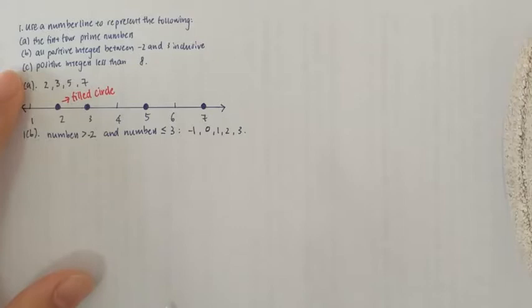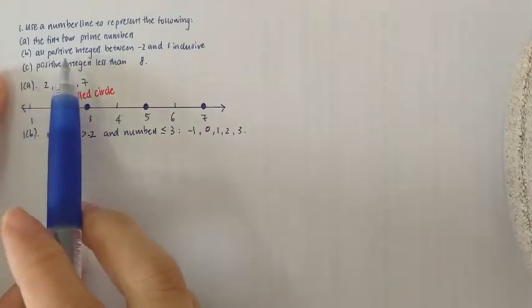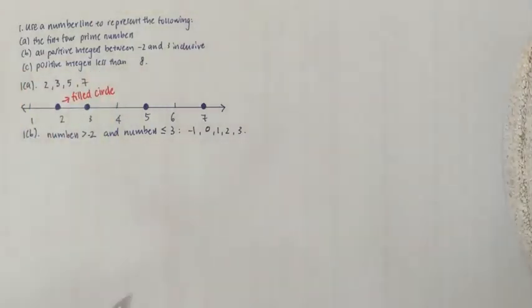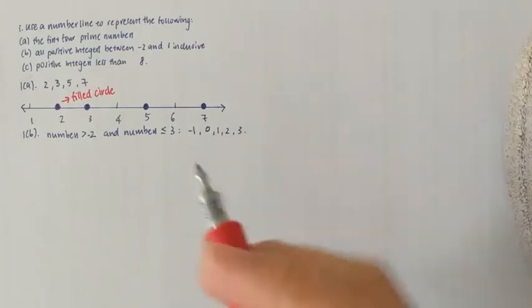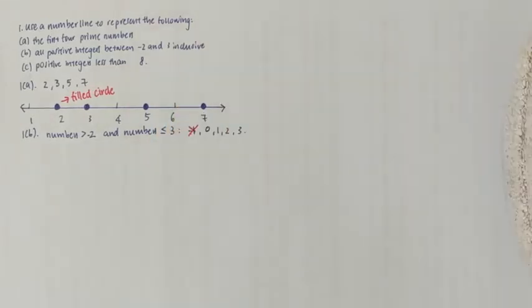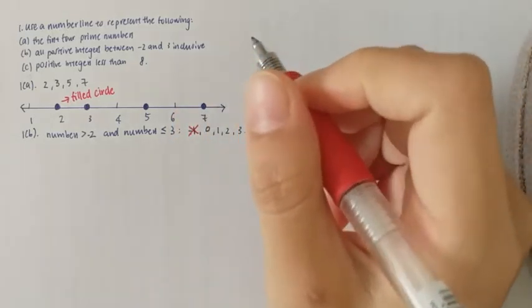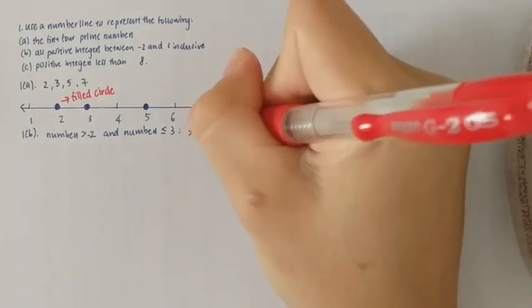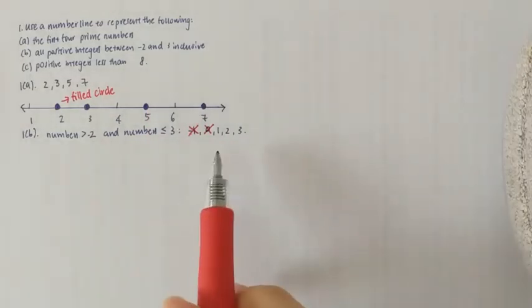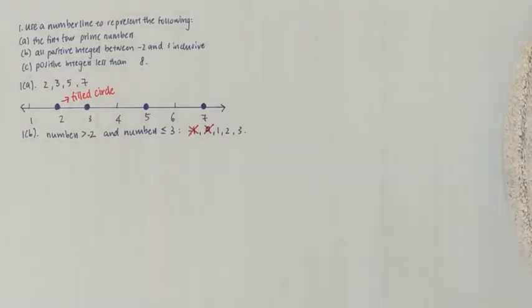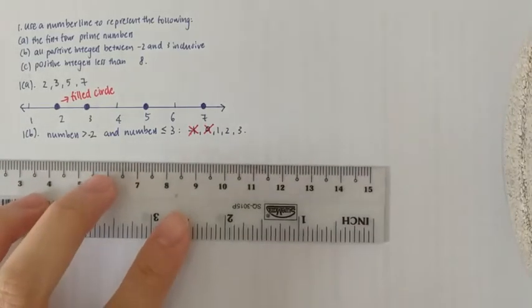However, then we have to make sure that they are all positive integers. Is -1 a positive integer? No, so we will not include that in our answer. Is 0 a positive integer? No, it's neither positive nor negative. So we are left with 1, 2, and 3, which are all positive integers. So let us draw a number line to represent our answers.